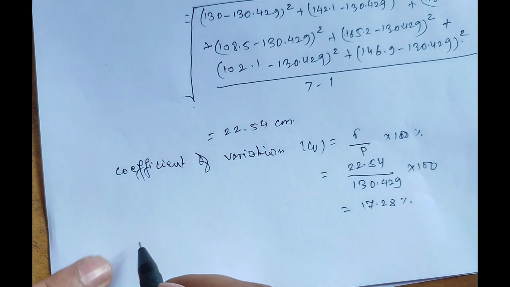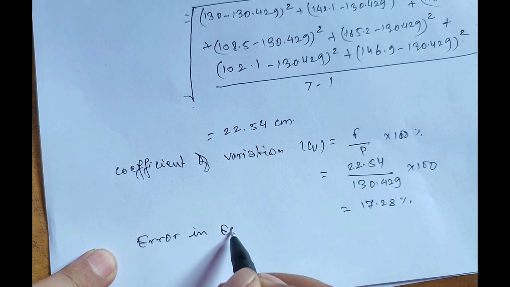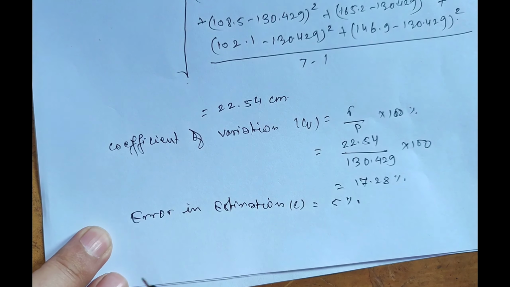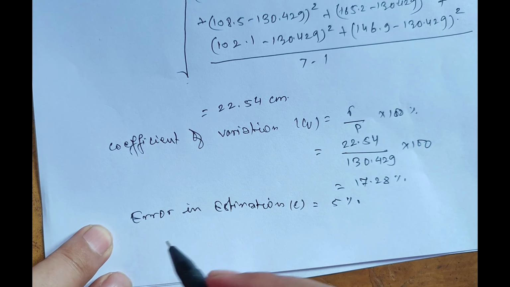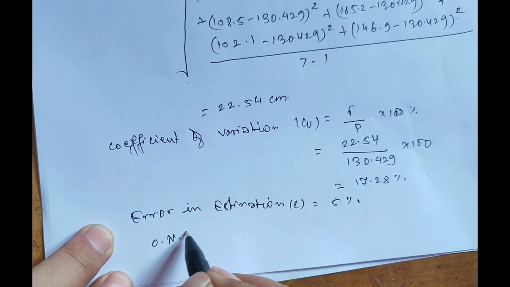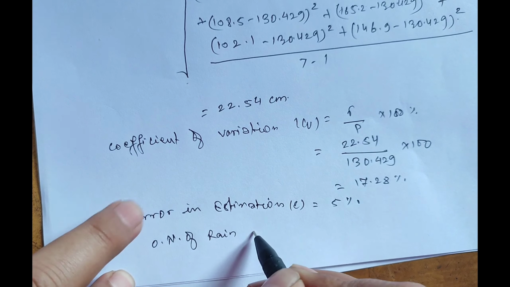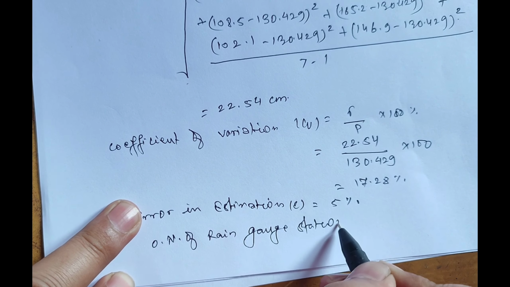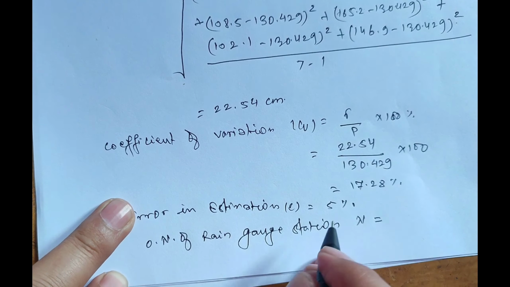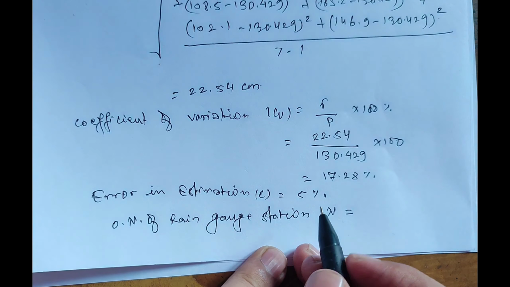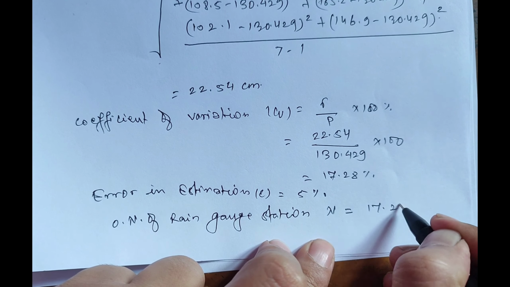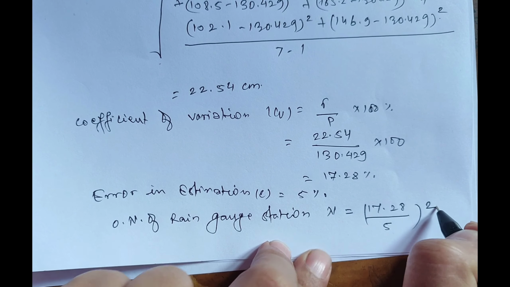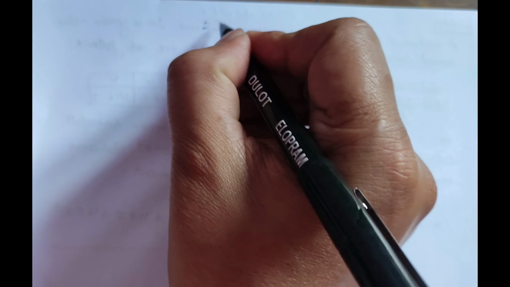In the question, the error in estimation is given as 5%. Then the optimal number of rain gauge stations, N, equals 17.28 divided by 5, whole square. On solving this, we get 11.925.